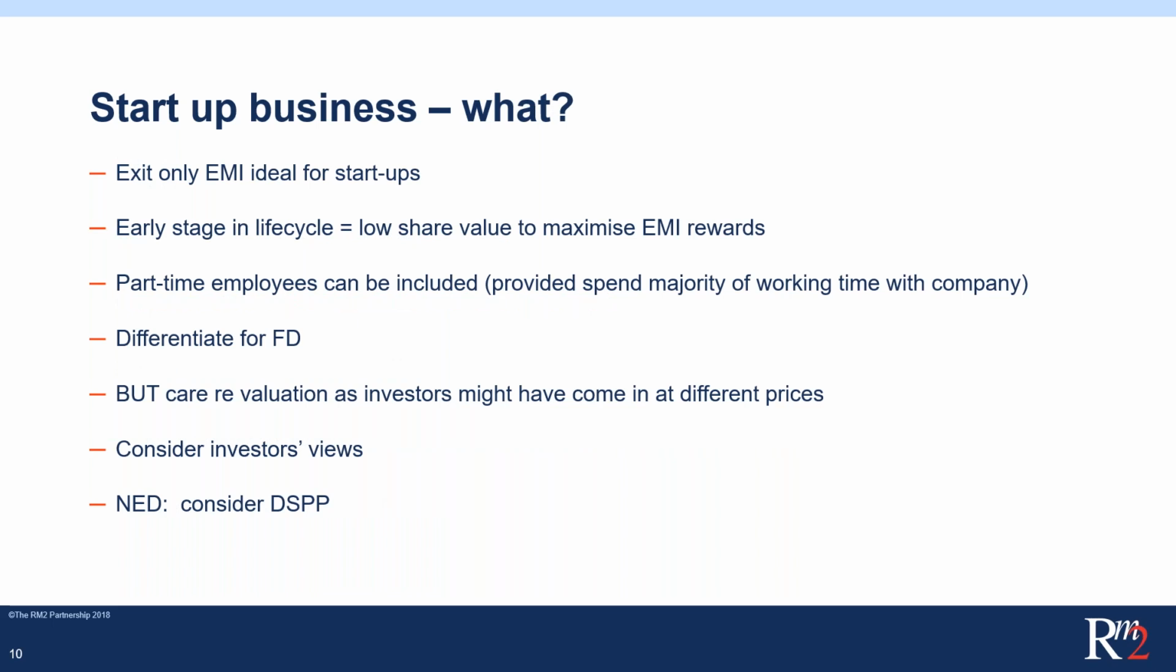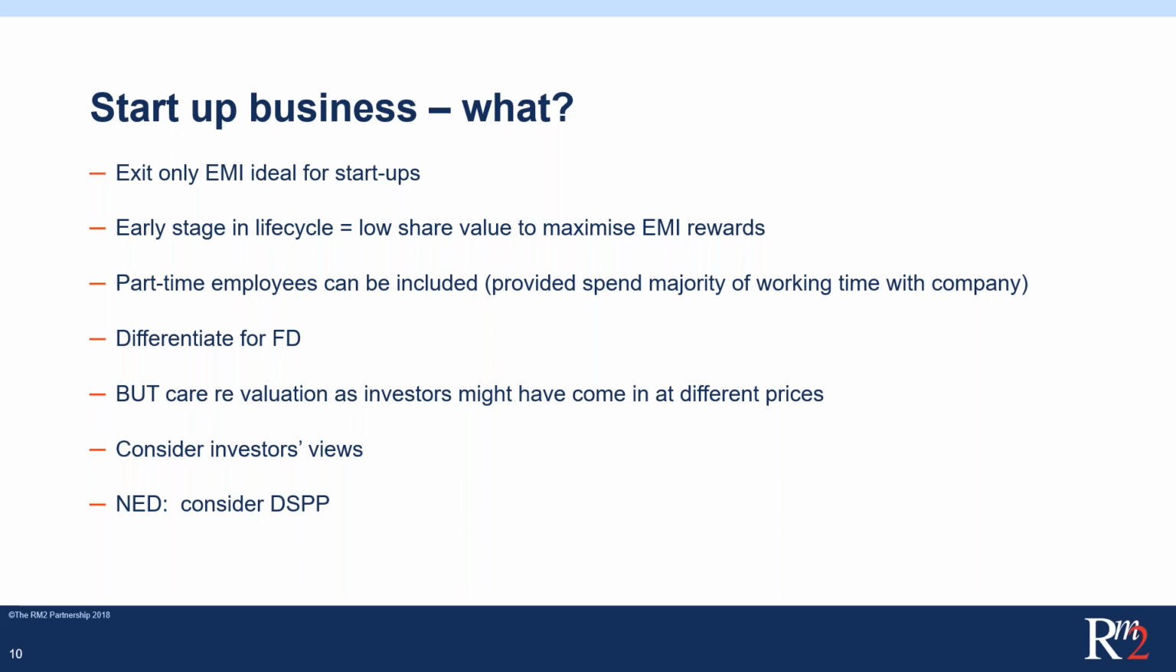An EMI option plan with options exercisable only on an exit is probably ideal for this company. It's still small and growing. The plan's discretionary, so they can differentiate between the staff, including the FD even. They can include part-timers, as long as those employees spend the majority of their working time with the company. They can have the rules drafted so that options lapse if people leave for any reason whatsoever.